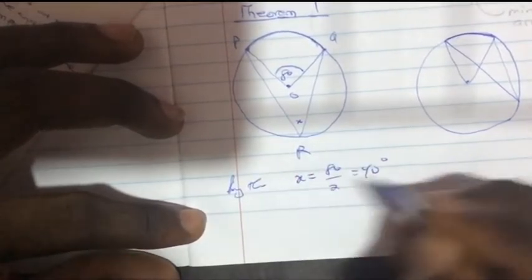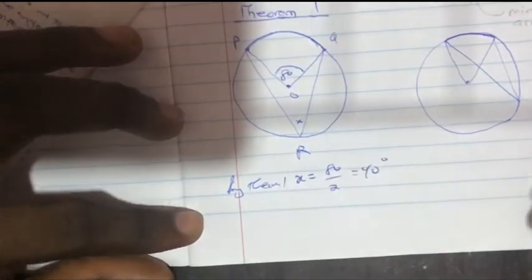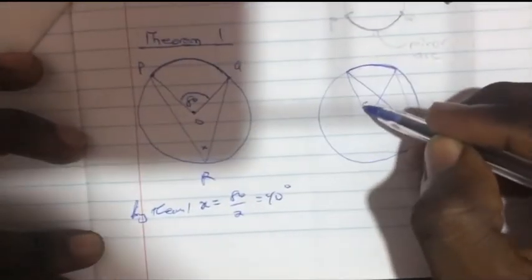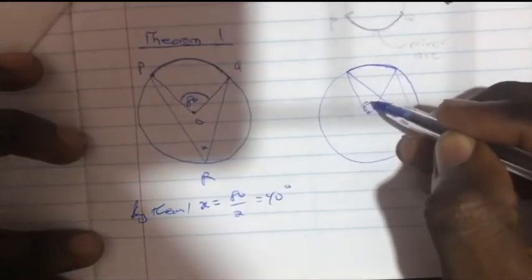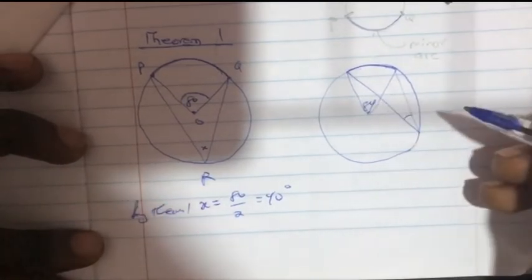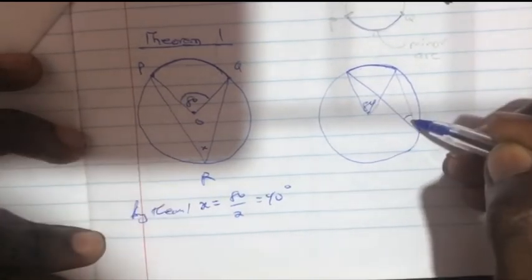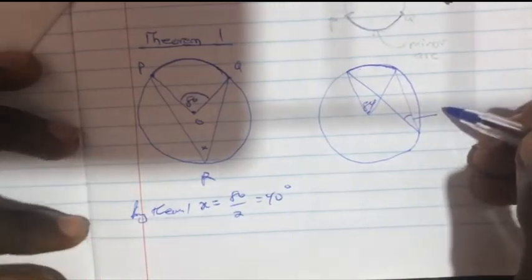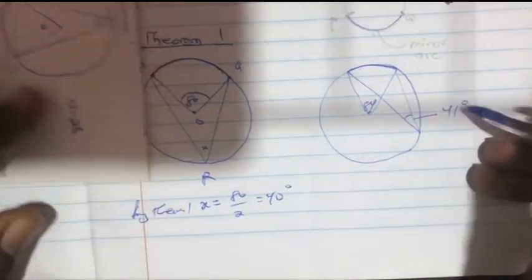So you can say that by theorem 1, or you can just go straight away by theorem 1. Let's say the same in case here is say 80. Let me choose another number, say 84. This angle here will be half of that. So what do you think it is going to be? Yes, you are right, that is 41 degrees.